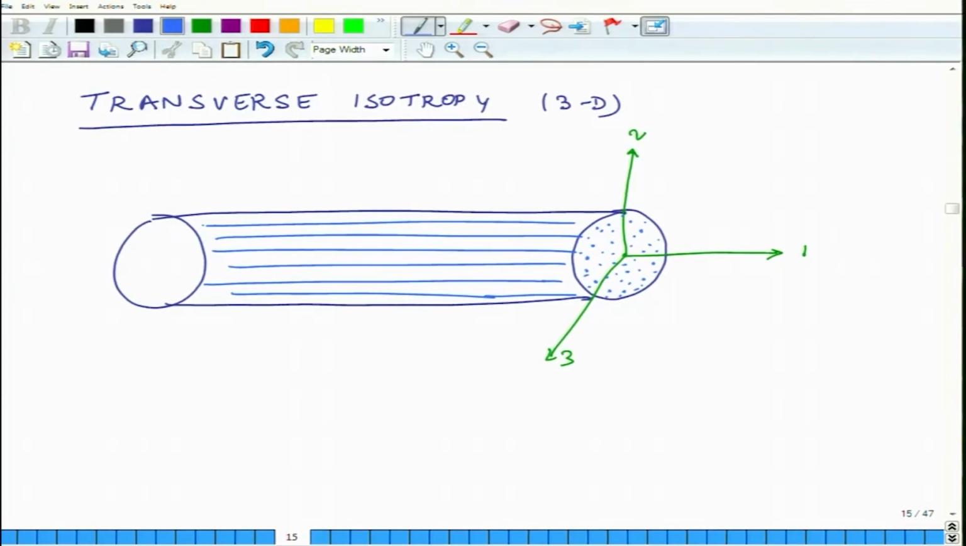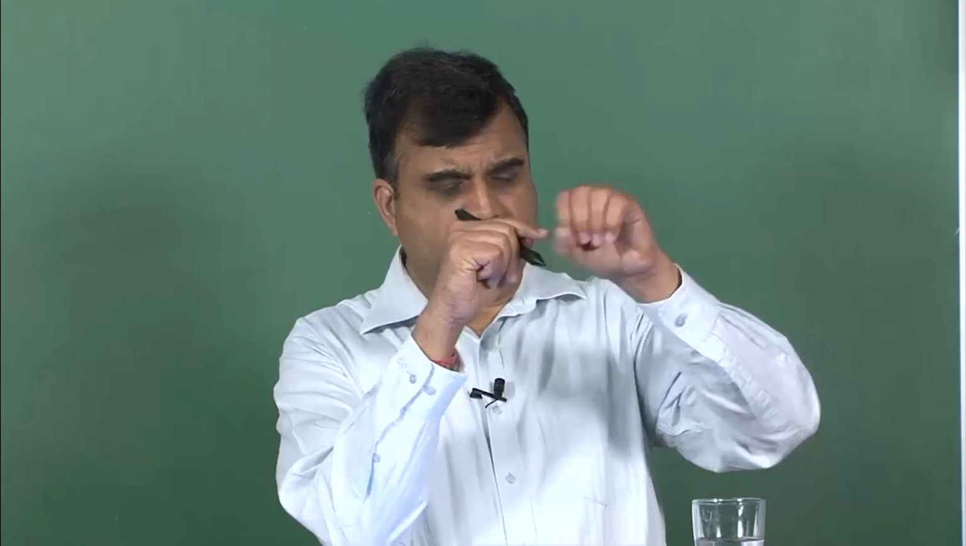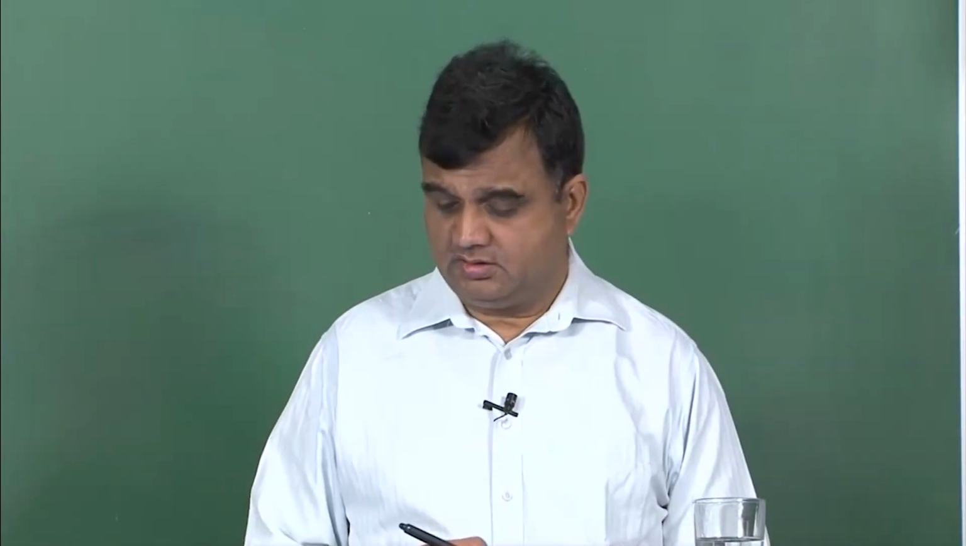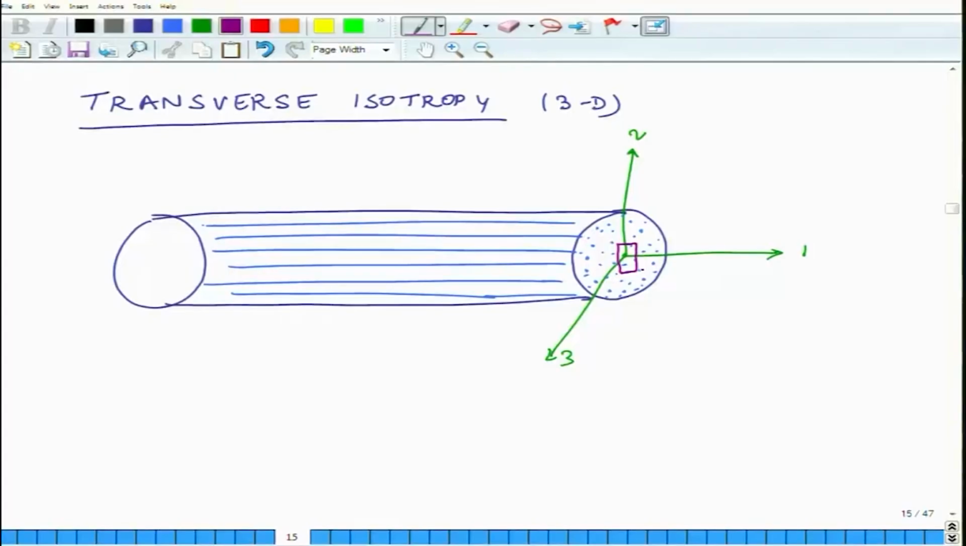Okay. Now, think about it. Suppose I take a sample of a material like this. I am looking at the rod and cutting a material from the end and I take a sample like this. So, in this case, this is sample A.